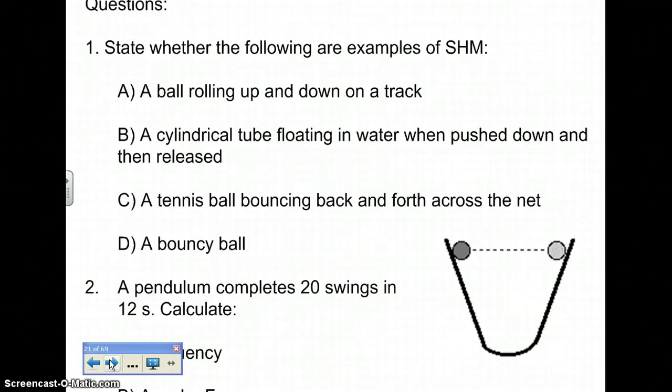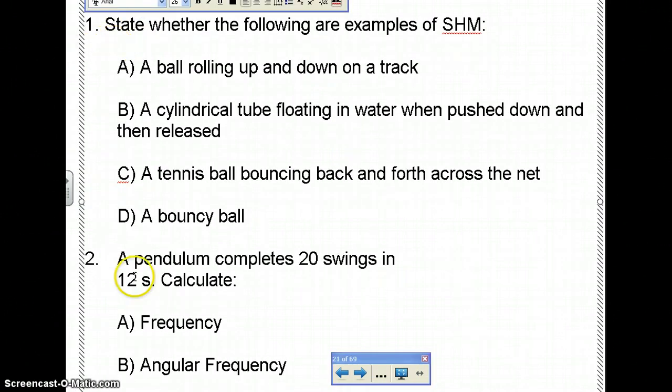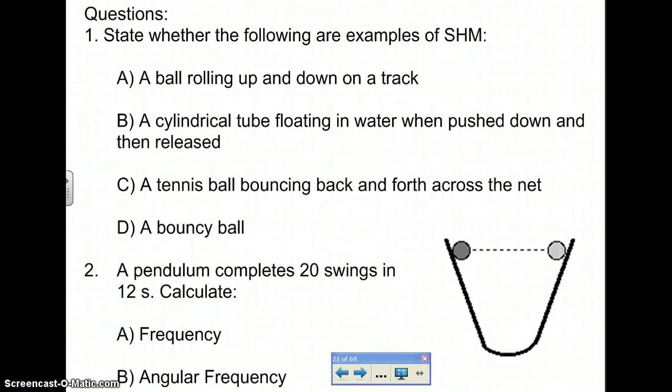So this is our last slide here, and unfortunately you can't see every question. Let's see if I can manipulate this a little bit. Okay, fantastic. So what I want you to be able to do here is now use part 1 and part 2 of 4.1 to be able to figure these out. State whether the following are examples of simple harmonic motion. A ball that's rolling up and down a track, up and down, up and down. A cylindrical tube that's floating in water when pushed down and then released.